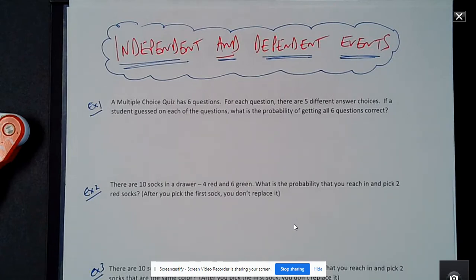Hello again, everybody. In today's video on probability, we're going to be looking at independent and dependent events. Now, the difference between the two can be summarized like this.